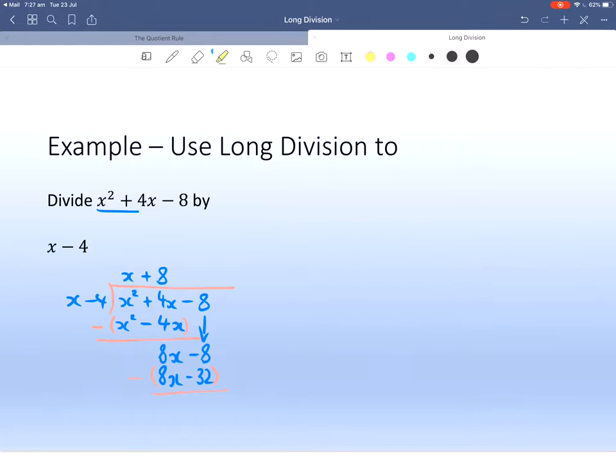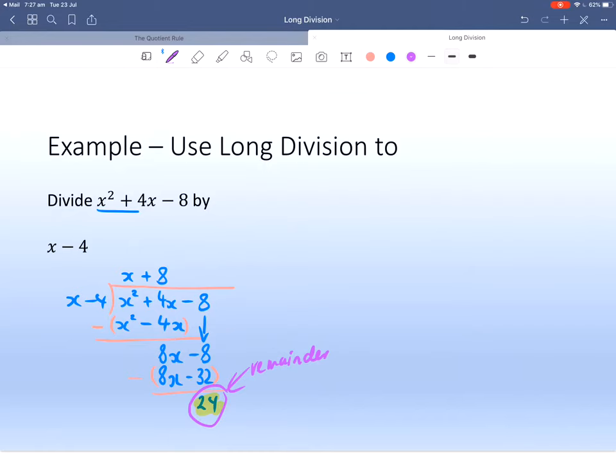Now, one way you know that you're doing it right is if this always eliminates this, just like that eliminated that, and we get 0. And that's certainly the case with the 8x's. Now, what's minus 8 minus minus 32? So it's actually minus 8 plus 32. And the answer we should get is 24. Now, that's as far as we can go because what's 24 divided by x? Well, it's just going to be 24 divided by x. So we actually can't do anything with it. So this bit down the bottom is actually called the remainder.